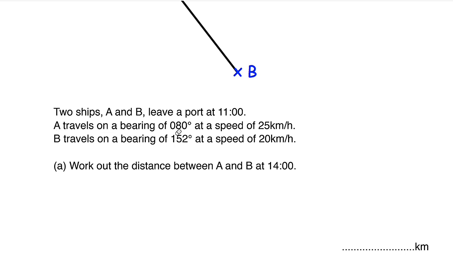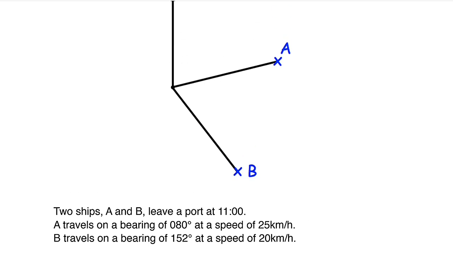A travels on a bearing of 80 degrees at a speed of 25 km per hour. B travels on a bearing of 152 degrees at a speed of 20 km per hour. Work out the distance between A and B after 3 hours. First of all, let me make a sketch here.